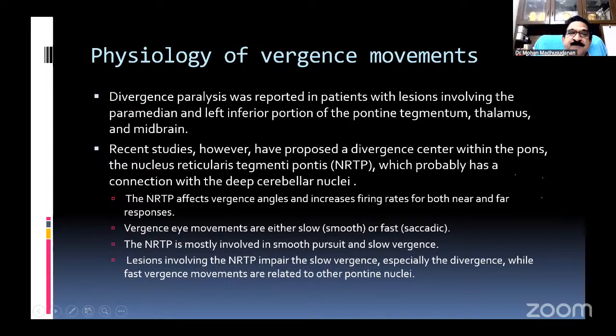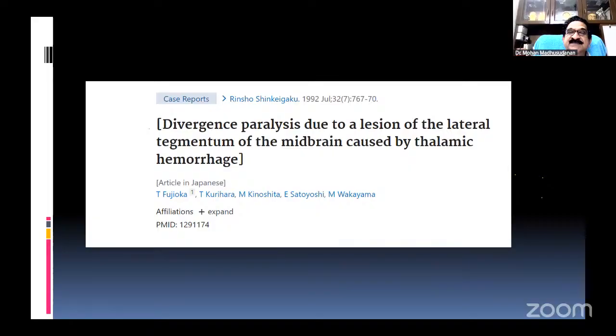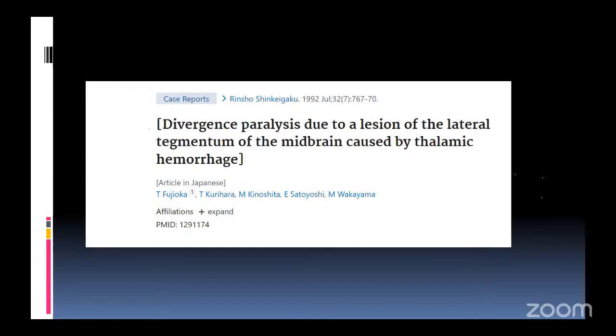There are also case reports telling that the midbrain can also produce it. These are all postulates. They have found a lesion at one particular site and they have found divergence palsy, and somebody postulated this could be the site of lesion. Okay.